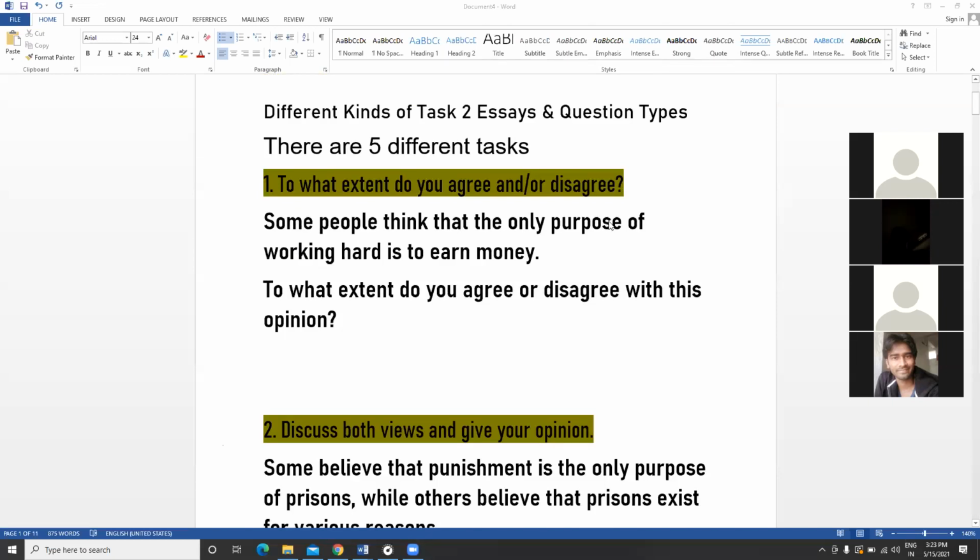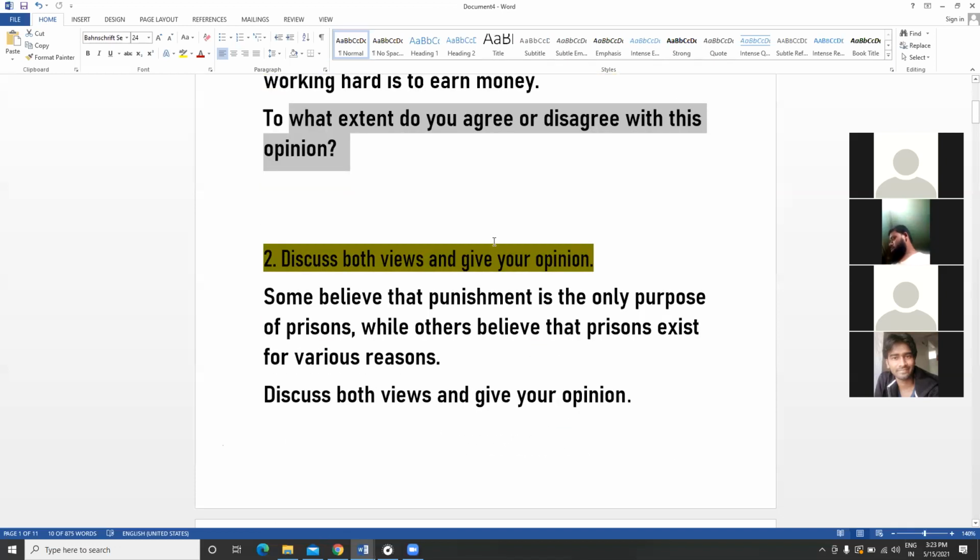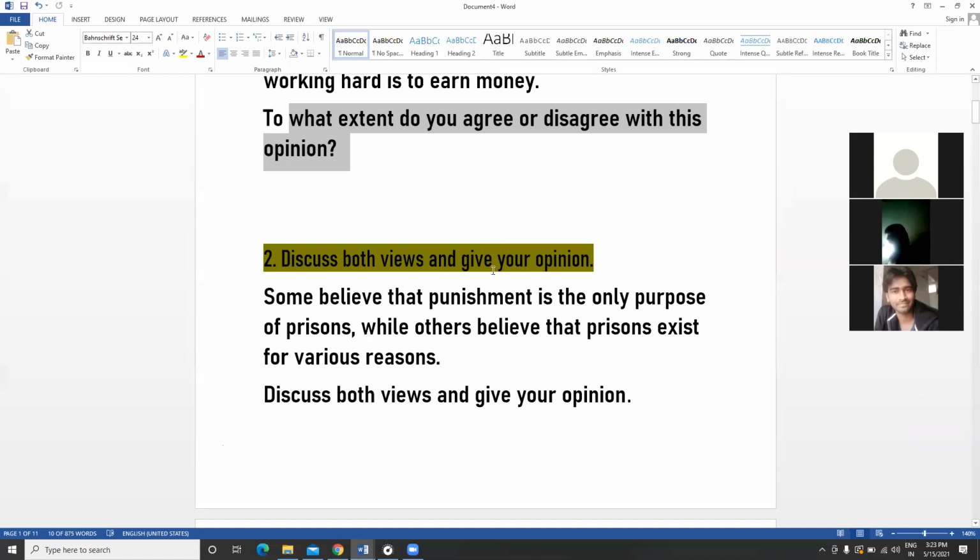Some people think that the only purpose of working hard is to earn money. To what extent do you agree or disagree with this opinion? So I get to know that this is an opinion based essay and it is asking to what extent do you agree or disagree. So this is the first question type. Firstly, we'll quickly discuss the 5 question types and then we will see how to approach them, because there are different structures for different kinds of essays which you can follow to score high.